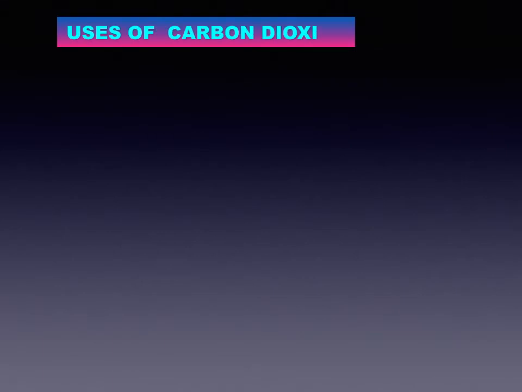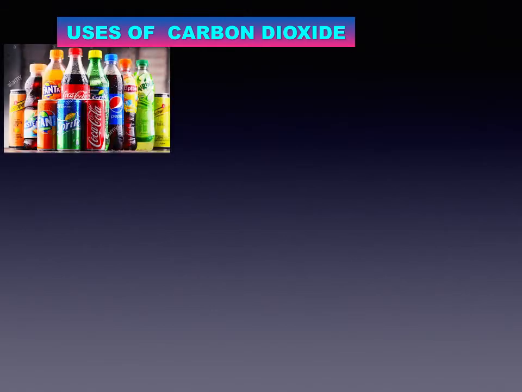The chemical properties are: it is a linear covalent molecule. It is an acidic oxide and reacts with water to give carbonic acid. It reacts with alkali to give carbonates and bicarbonates. Now we shall see some uses of carbon dioxide. Carbon dioxide is used to make aerated drinks.